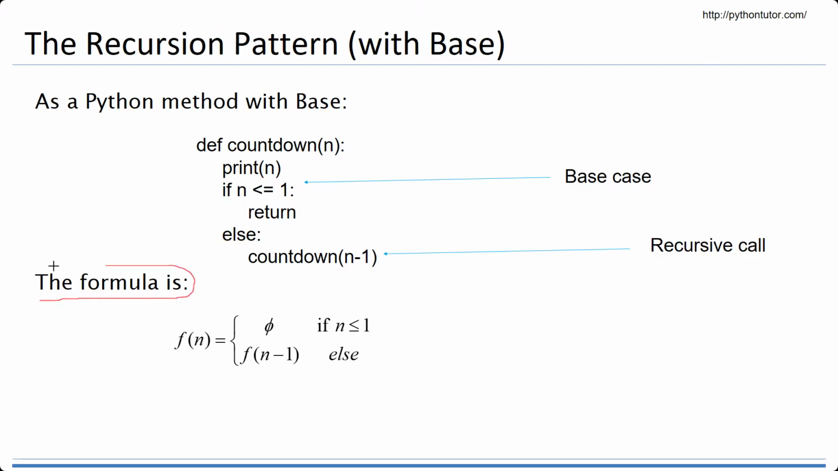And in mathematics, we can just use this formula. Fn will be empty when n is less than or equal to 1. Otherwise, it will be Fn minus 1. So else means if the condition is not true, then we use this formula. If the condition is true, then it is empty, or we can say it is completed.